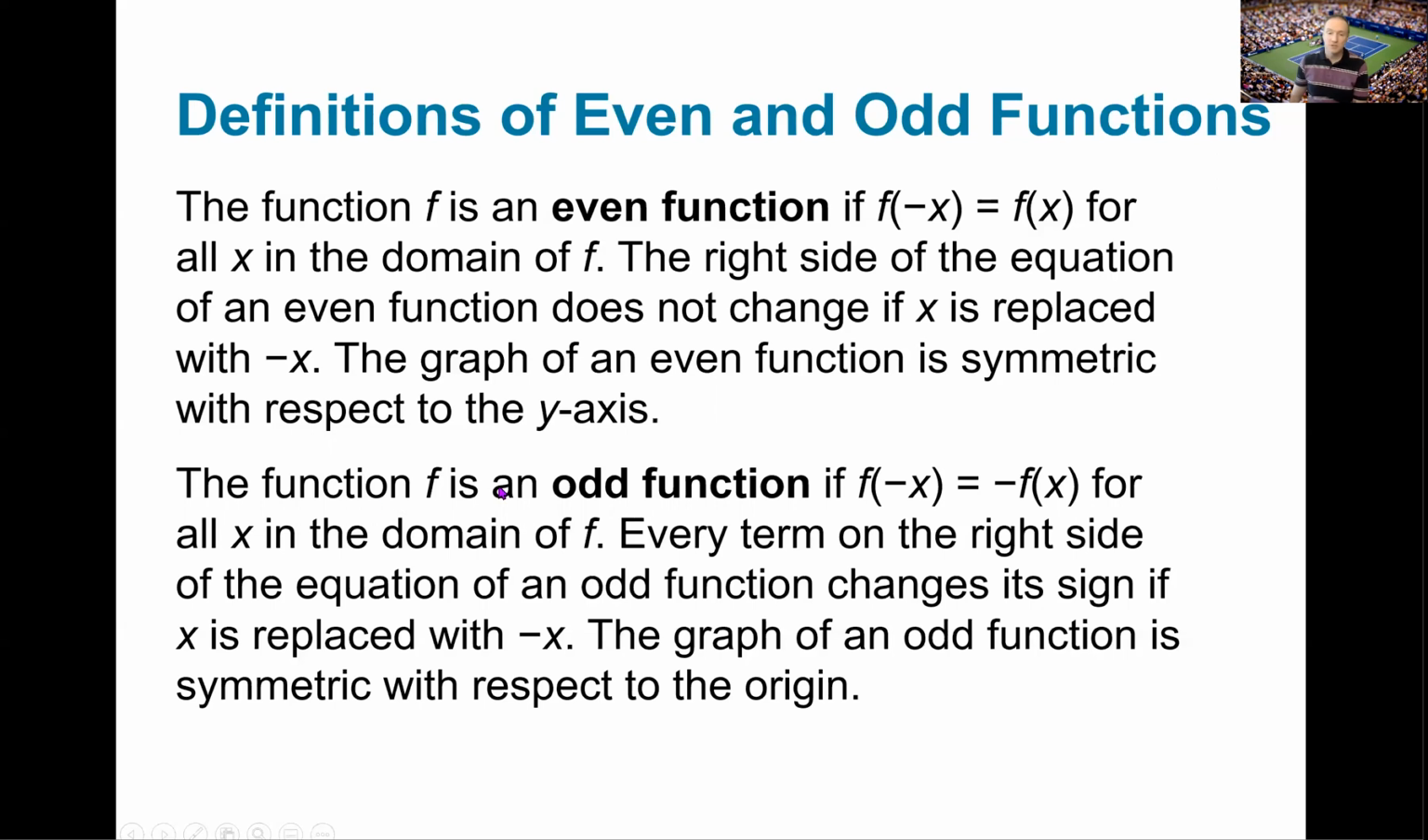Now, if a function is symmetric to the origin, it's going to be an odd function. And an odd function occurs anytime you can say f of -x equals -f of x. If you change the sign on x, it changes the sign on the entire function for all x in the domain of f. For every term on the right-hand side of the equation, the odd function changes the sign of x when it's replaced with a -x. The graph of an odd function is symmetric with respect to the origin.